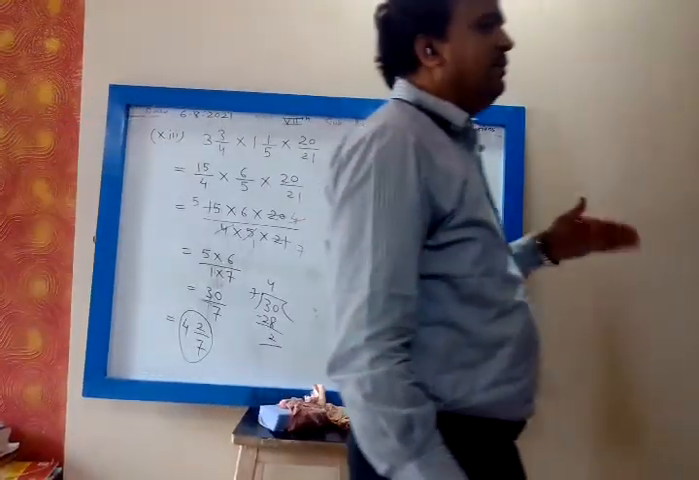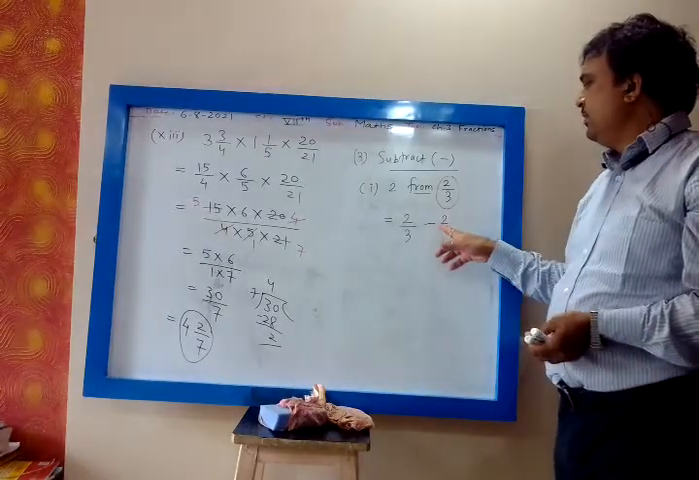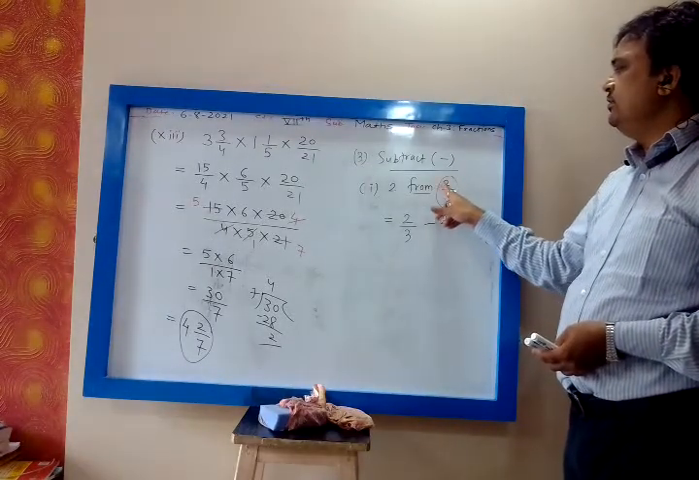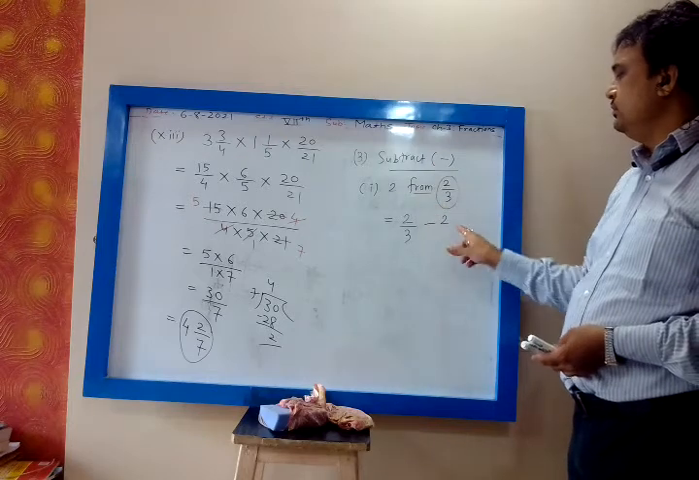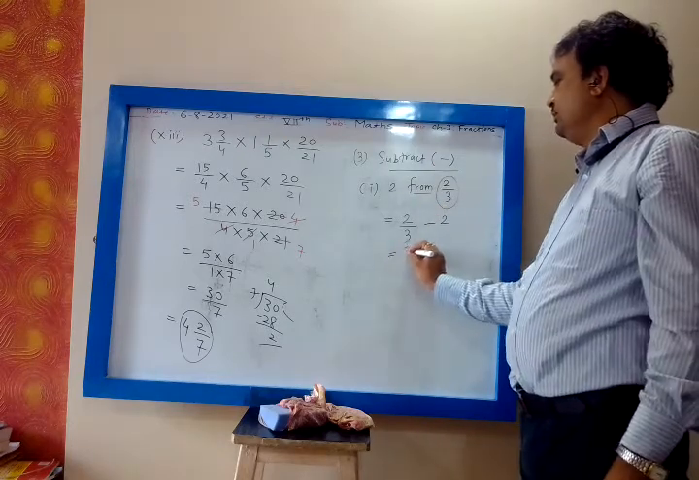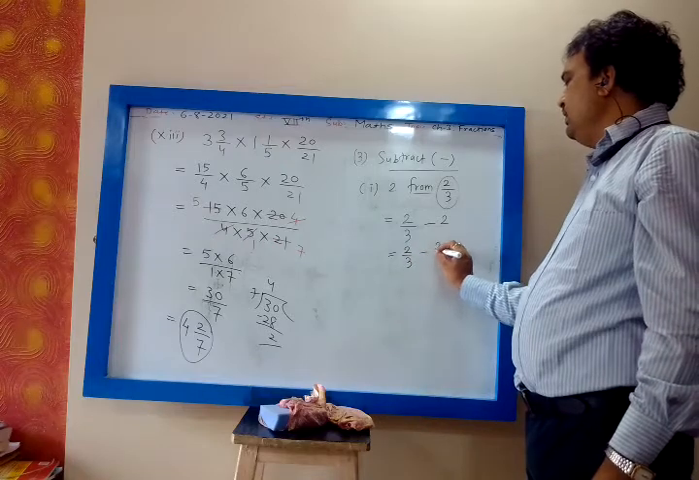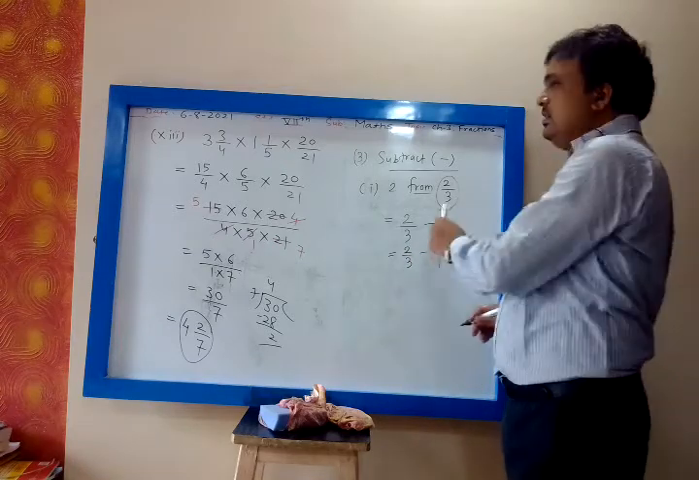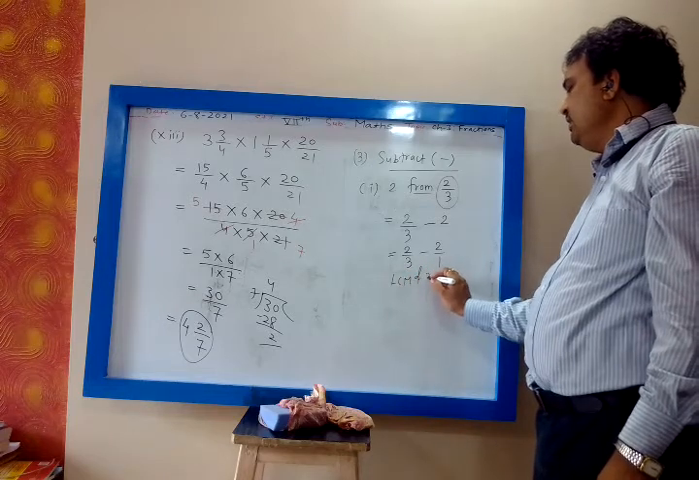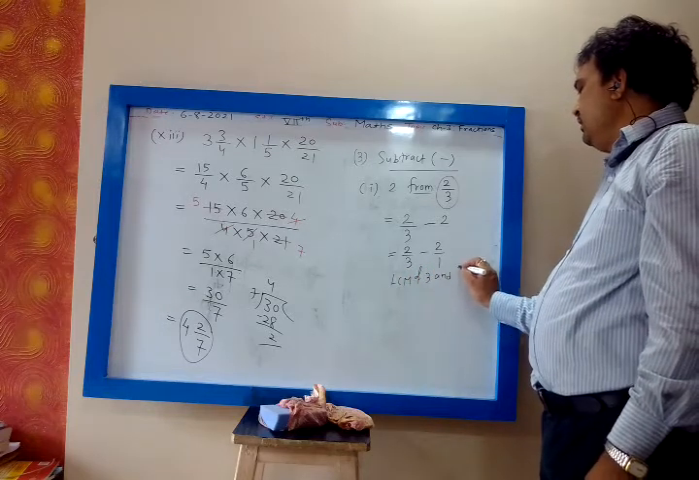Whichever number is after from, that number we write first. 2 by 3, from 2 by 3 we have to subtract 2. So, minus 2. Now, 2 we write as 2 upon 1. Then, now this is subtraction. Now you can take LCM of 3 and 1. LCM of 3 and 1 is 3.